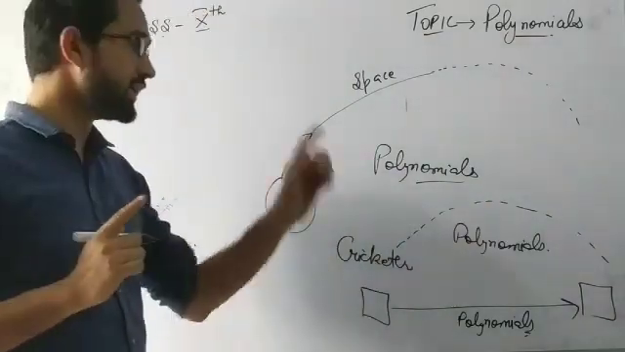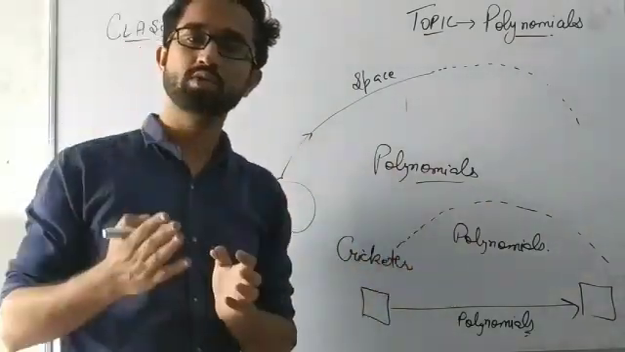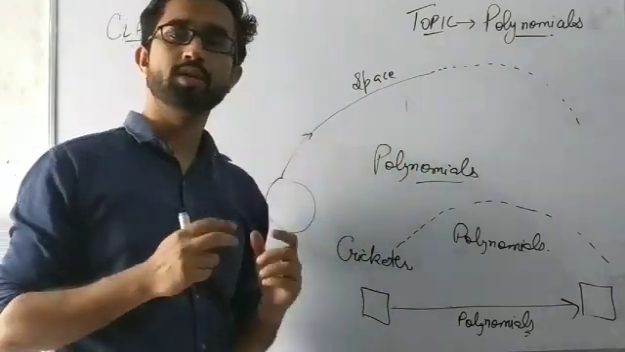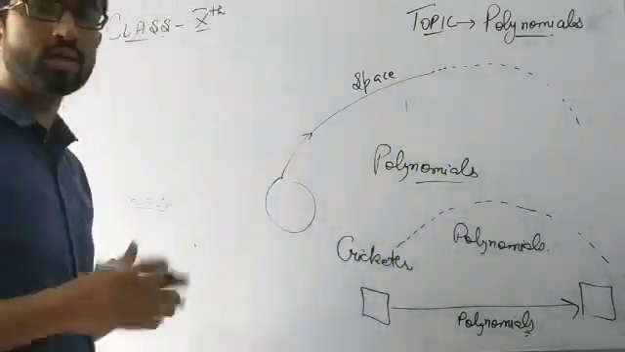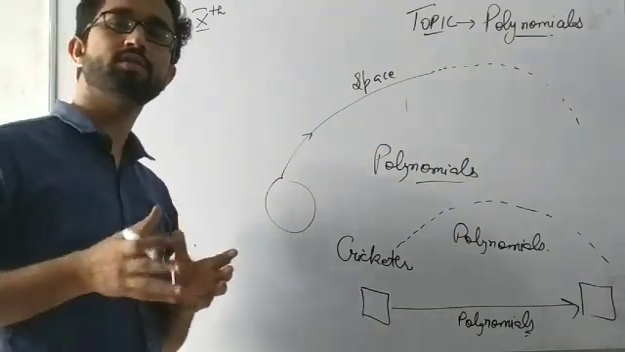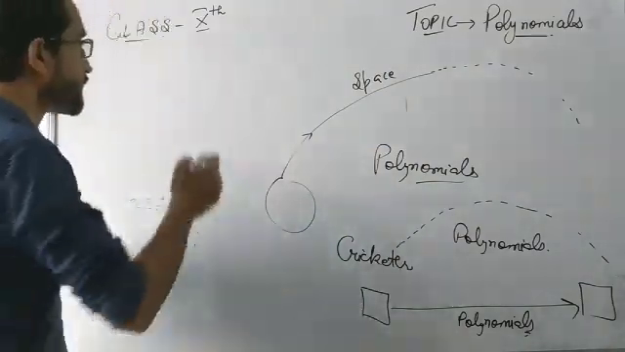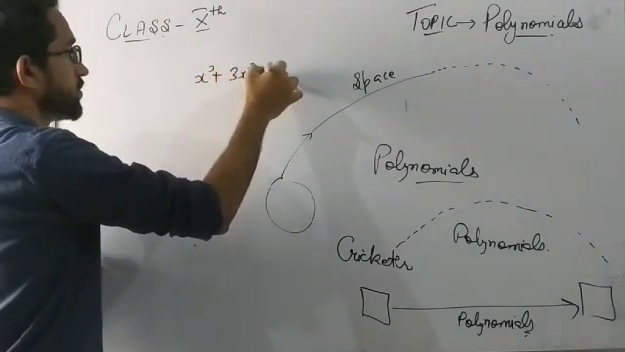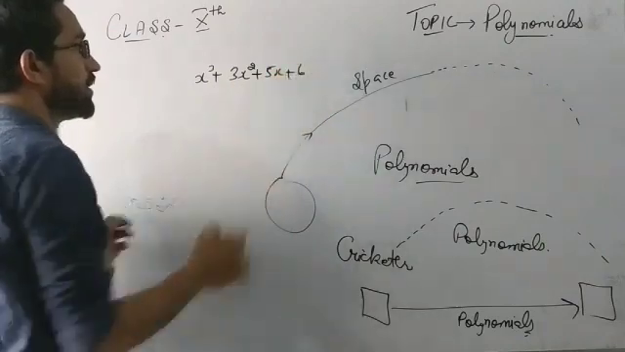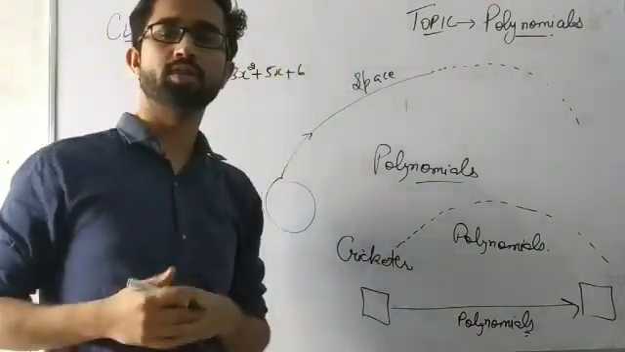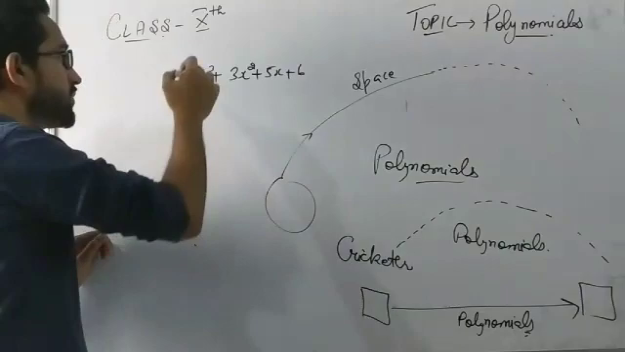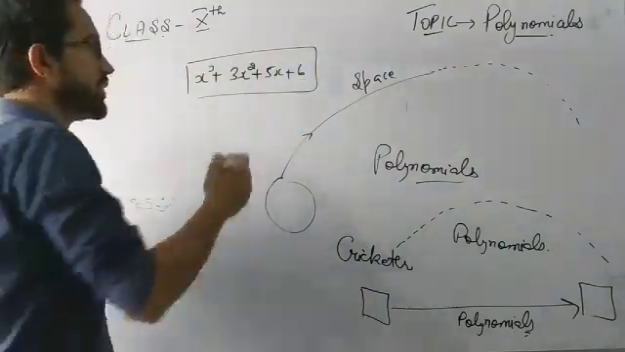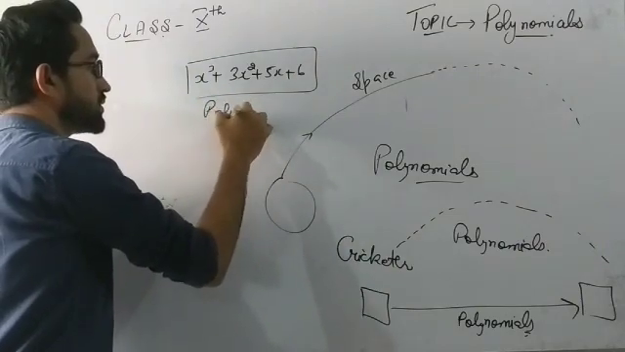Okay, so I hope it is clear where polynomials are being used. Now let's come to how these polynomials are represented. You must have done some algebraic expressions in your lower classes like x cubed plus 3x squared plus 5x plus 6 and so on. Many polynomials you must have done. These equations, or you can say these algebraic expressions, are actually known as polynomials.